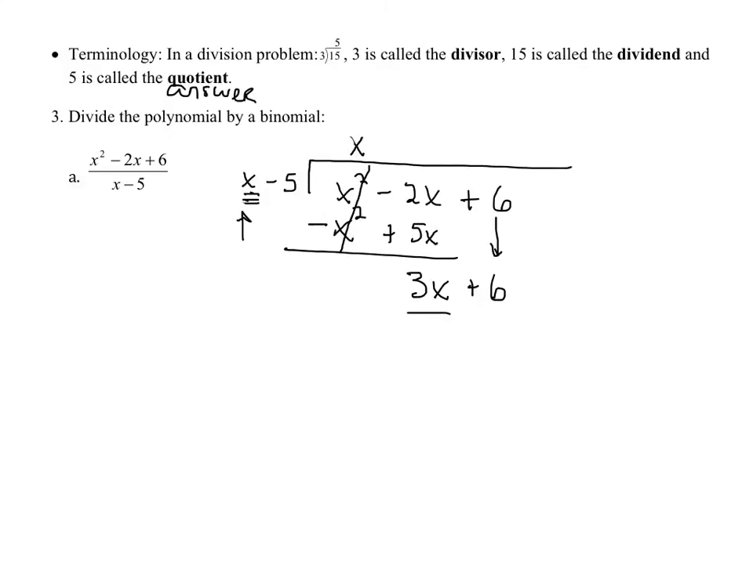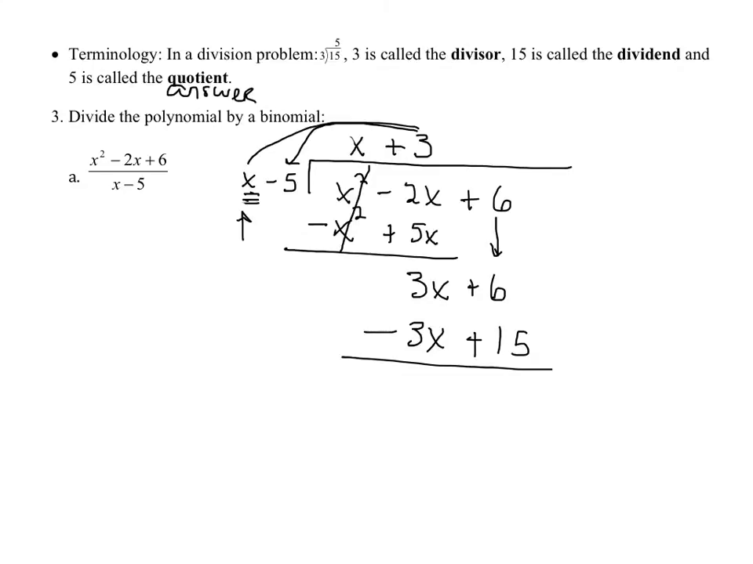I work off the first guy and this 3x, and I say to myself, x times what gives me 3x? Well, you say a positive 3. So I'm going to distribute that 3 through. 3 times x is 3x. 3 times negative 5 is a negative 15. Subtract or change the signs. Subtracting, changing the signs, this guy will wamba, and I'm left with 21.